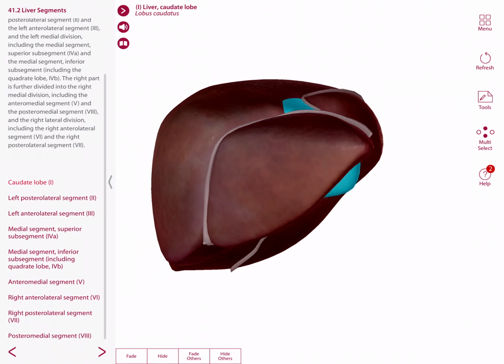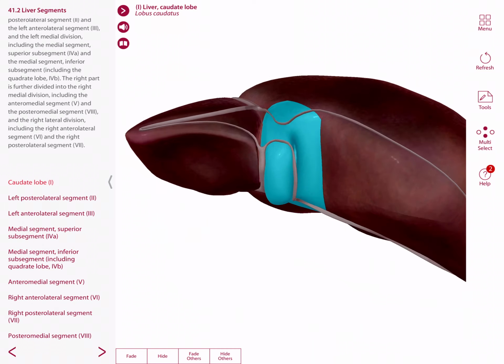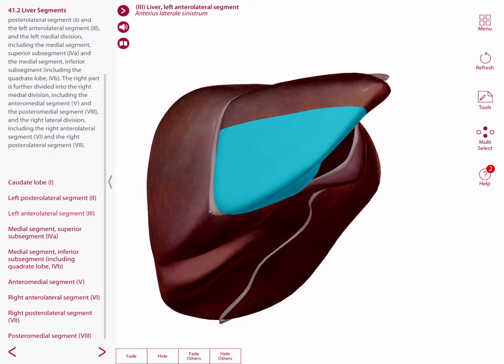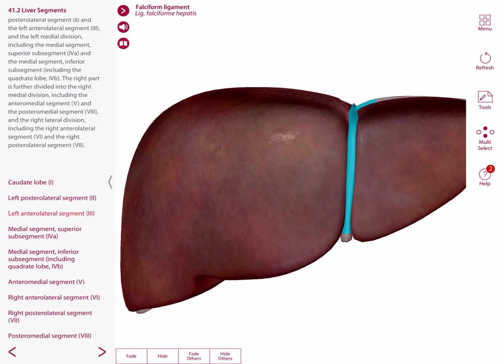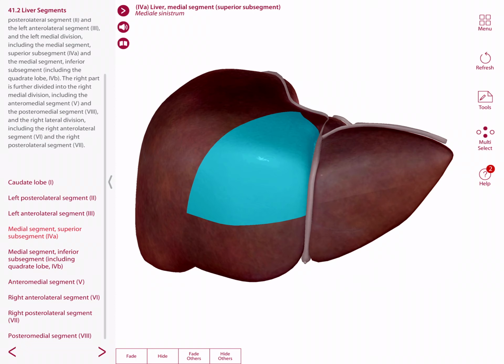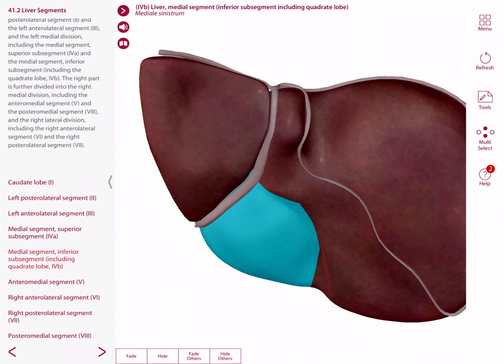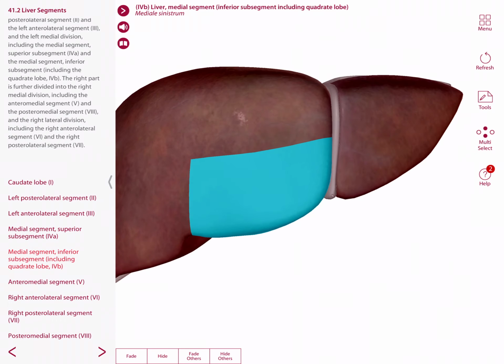So we've got what we call a caudate lobe right there on the posterior of the liver. Then we have a left posterolateral segment. Below that we have an anterolateral segment on the left. Then we've got the falciform ligament, and we go to the medial segment, medial superior segment, and medial inferior segment. And this medial inferior segment should just be the anterior view there.